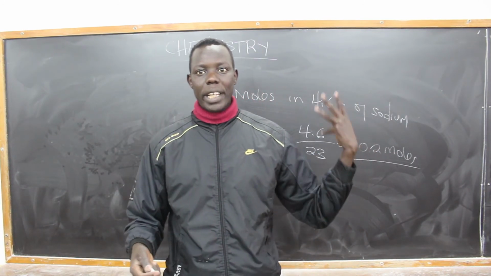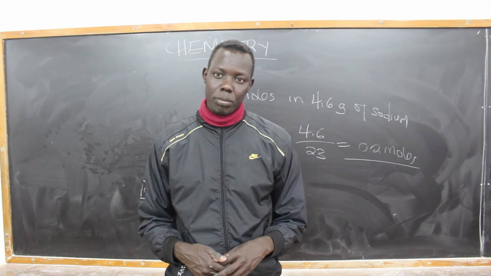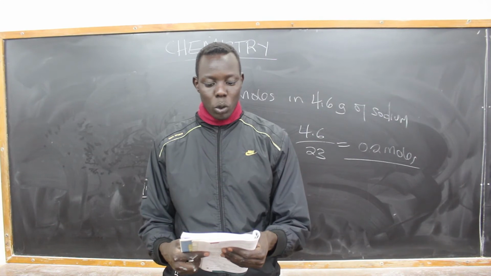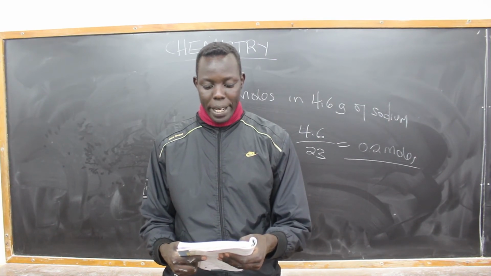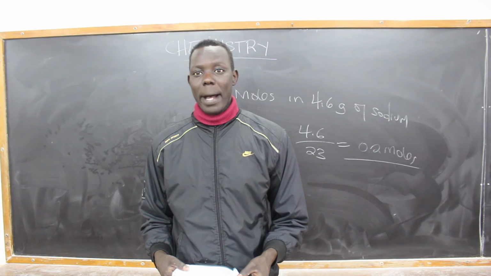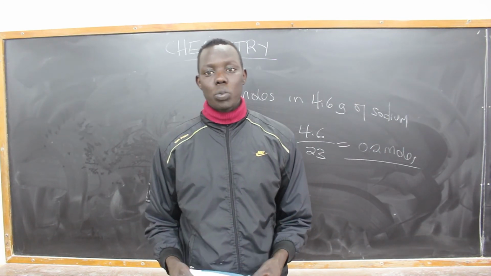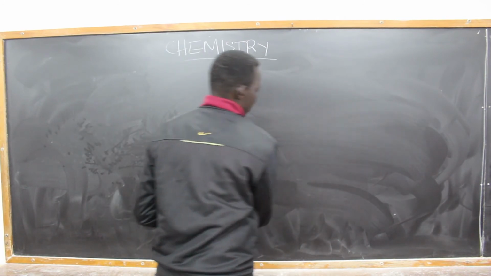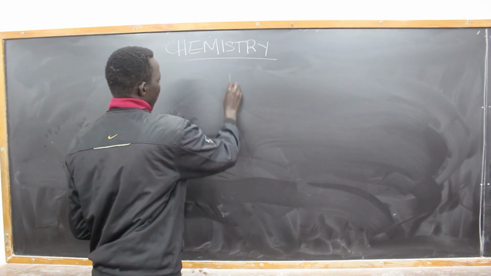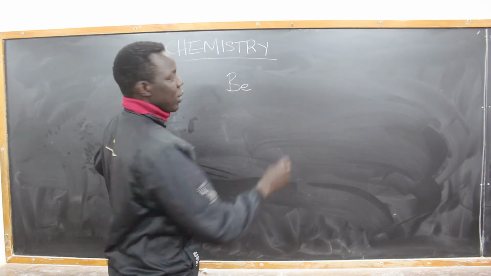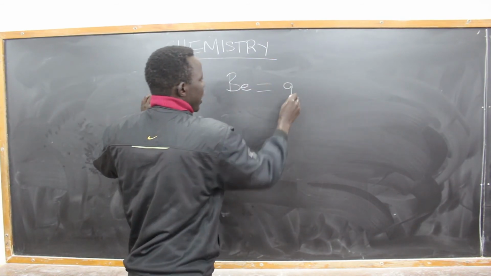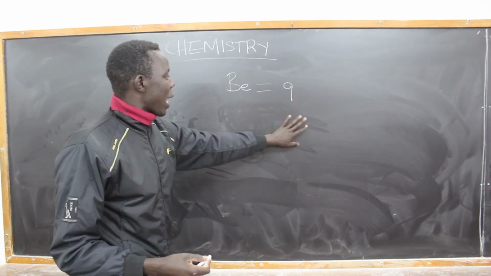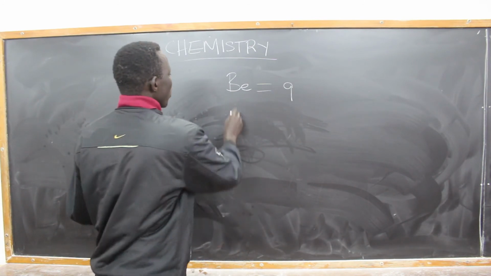So that one required you to calculate the moles. Let's see the one that requires us to calculate something else. Calculate the mass of 0.2 moles of beryllium. That is beryllium. The molar mass is 9. And we have been asked what the mass is, and the moles are given.